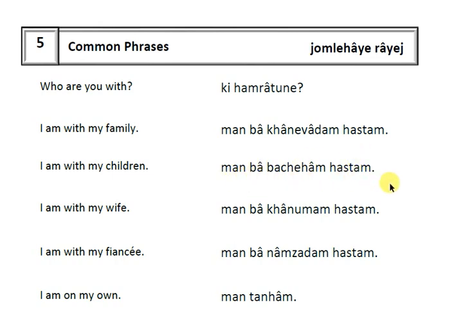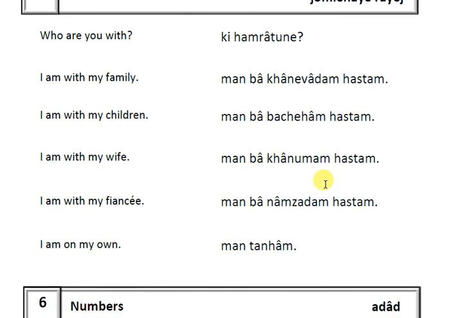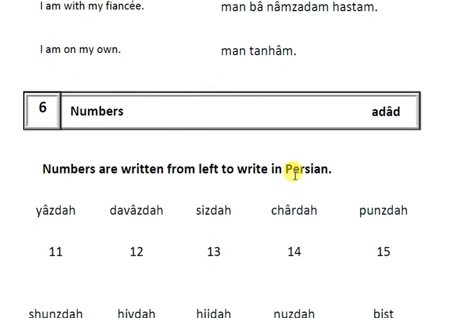من با بچه هم هستم, just the tone is normal. من با خانومم هستم. من با خانومم, my wife. من با نامزدم. نامزد means fiancé. من با نامزدم هستم. من تنهام. تنها means alone. من تنهام.